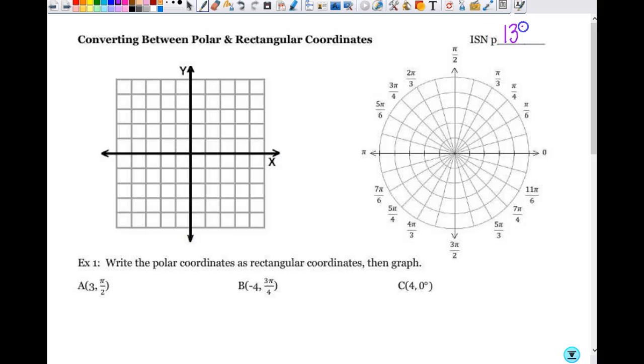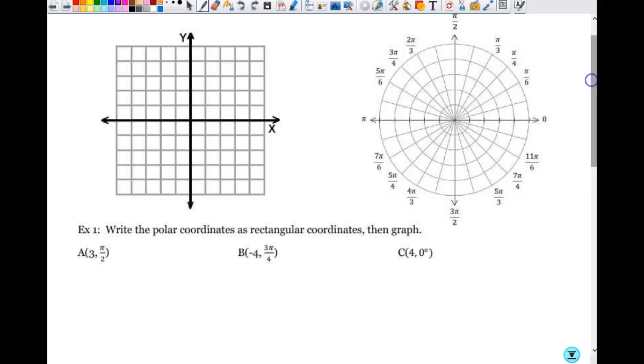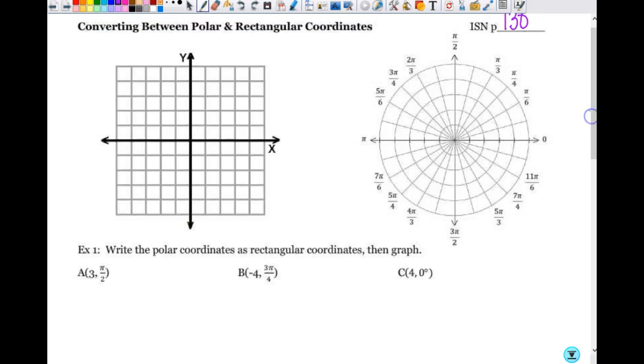All right, so this is page 130. This is what we did yesterday, so let's think about what we came up with from our little right triangle, right? We had drawn this right triangle, and we had this angle here, which was theta. This is our x, this is our y, this is our r, right? So we know that r is equal to the square root of x squared plus y squared.